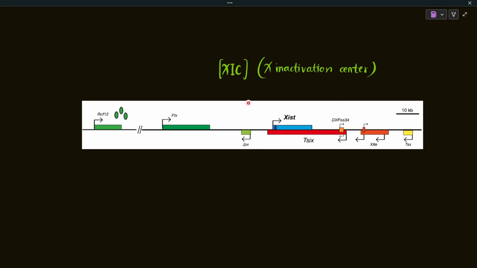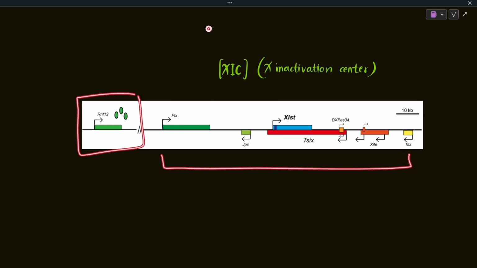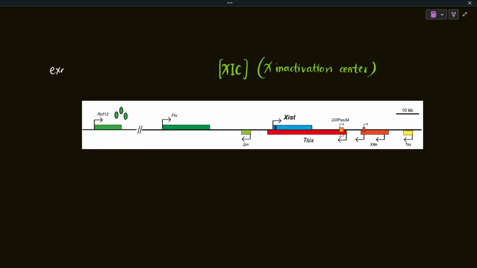As well as there is an upstream sequence known as RNF12. All of those are included in the X inactivation center. But except for RNF12, all of the regions are non-coding. Even in the schematic, you can see that RNF12 codes for a protein, while all of the others included in the XIC are non-coding.